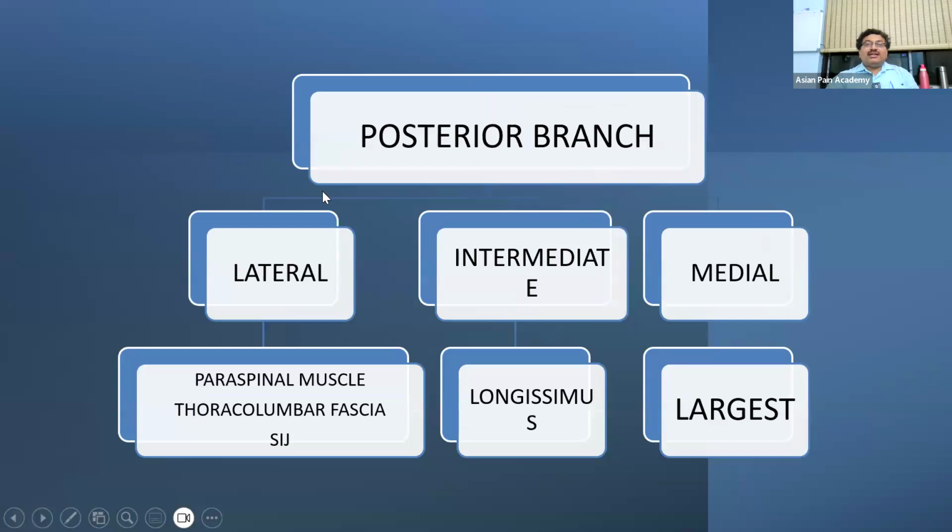This posterior branch again divides into three branches: lateral, intermediate, and medial. The lateral branches of S2, 3, 4, and L5 supply the sacroiliac joint and the thoracolumbar fascia, which is in the lower part of the spine. The thoracolumbar fascia is a big area; we have discussed it previously with ultrasound and shown it also. The paraspinal muscles are another area supplied by the lateral branch. The intermediate branch supplies only one muscle, the longissimus, and the medial branch is the largest branch.